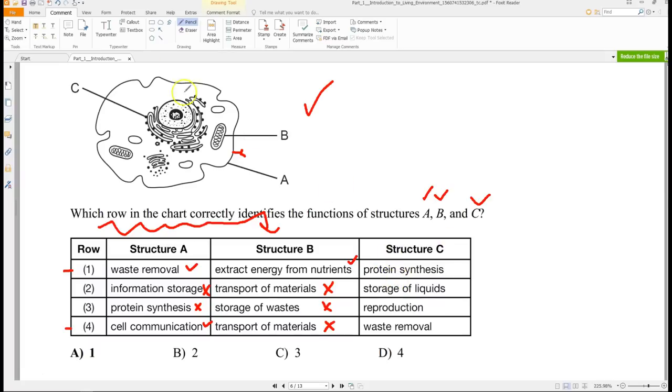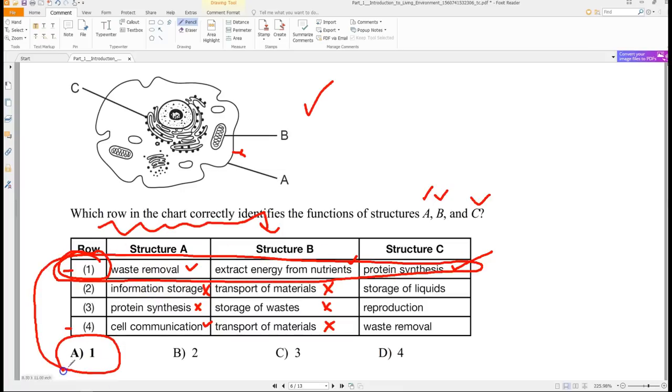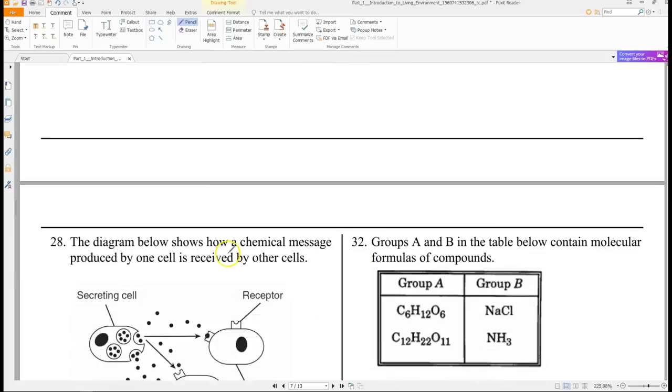So let's see, structure C is a ribosome. It synthesizes proteins. Yep. So our choice is choice 1. For this row is the correct row, and that is our choice. Next.